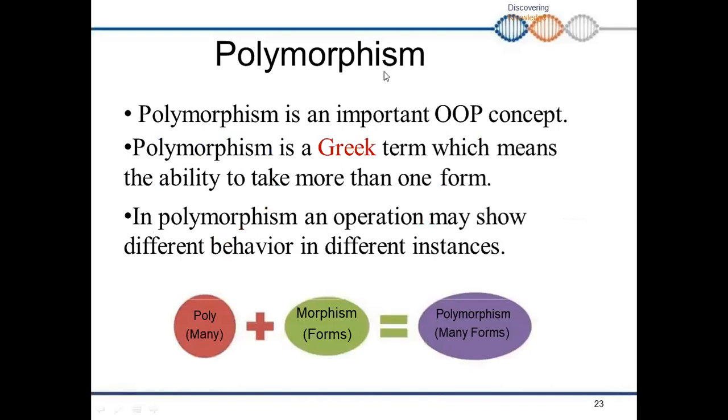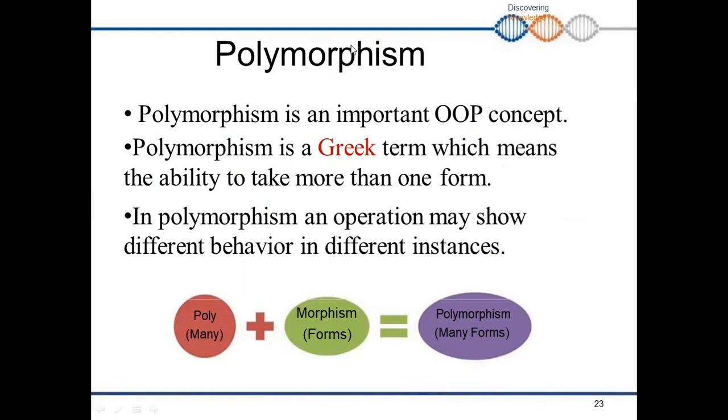So our next topic is polymorphism. Polymorphism is an important object oriented concept. Polymorphism is a Greek term. The word polymorphism comes from the Greek, which means the ability to take more than one form. In polymorphism, an operation may show different behavior in different instances.